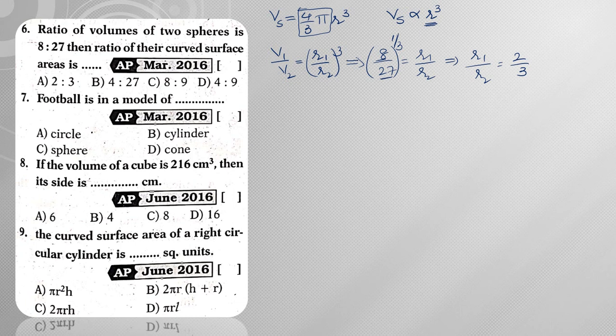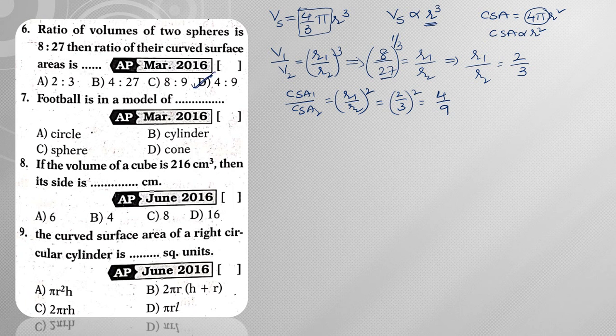But what did they ask? The ratio of their curved surface areas. Again, I need to write down the curved surface area. The curved surface area of a sphere is given by 4 pi r square. Here clearly 4 pi is constant. That means CSA is directly proportional to the square of the radius. So CSA 1 by CSA 2 is equal to R1 by R2 whole square. So we can write 2 by 3 whole square, which is equal to 4 by 9. Hence the answer is 4 is to 9.